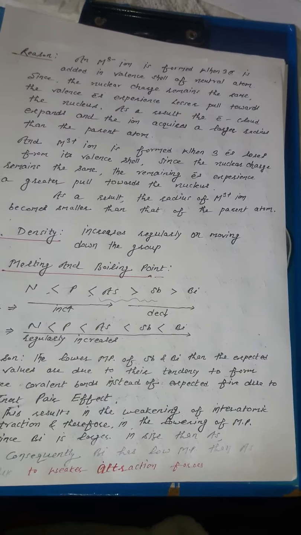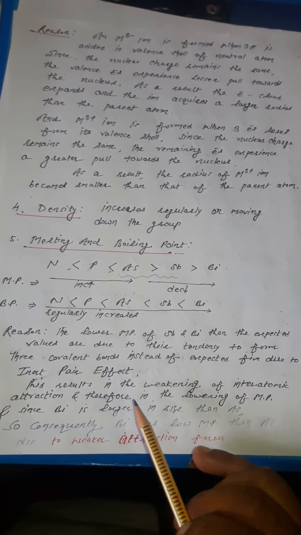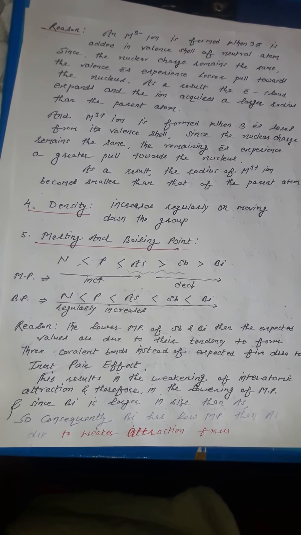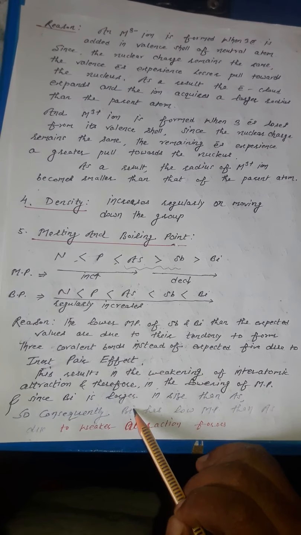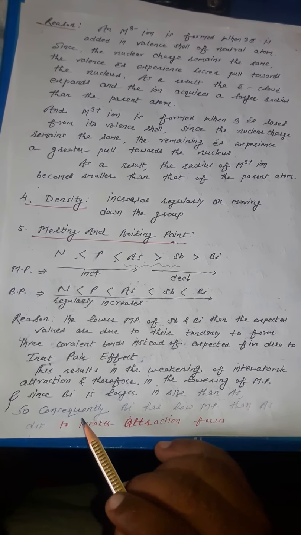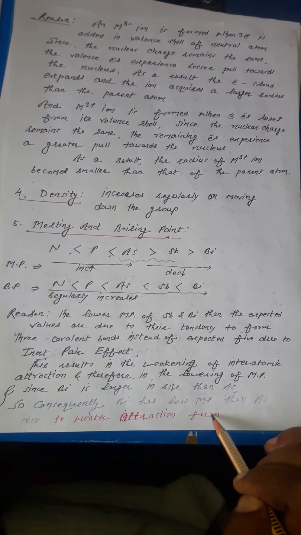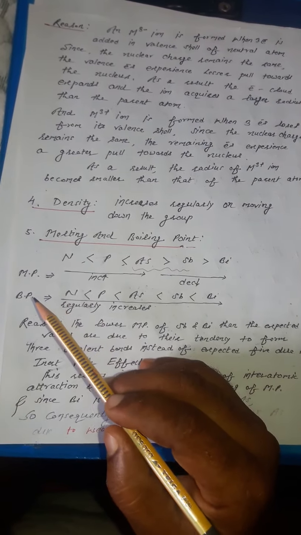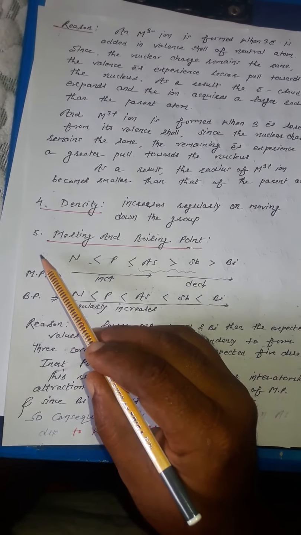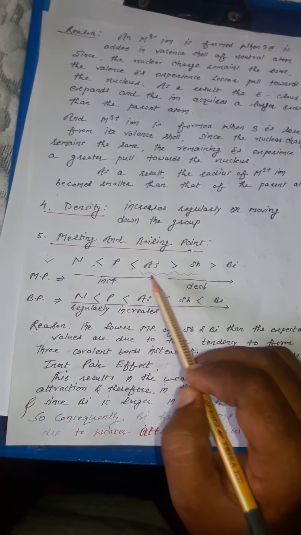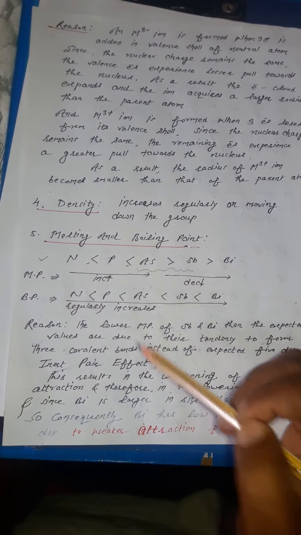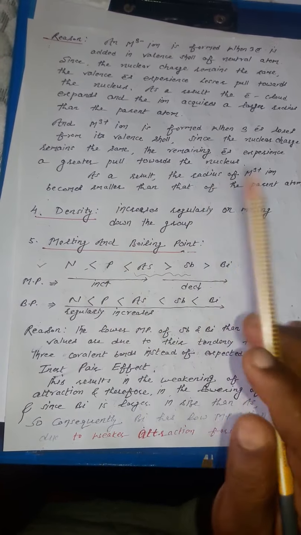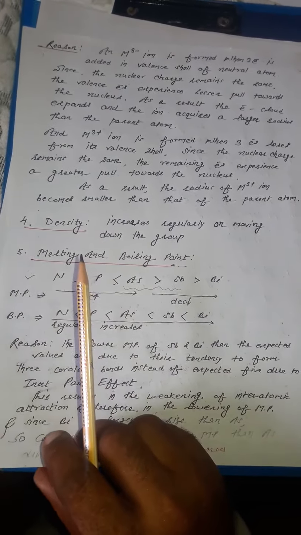So due to inert pair effect, this results in the weakening of interatomic attraction and therefore in the lowering of melting point. And since bismuth is larger in size than arsenic, bismuth has a lower melting point than arsenic due to weaker attraction forces. So we can say this is an important concept: why the melting point first increases and then decreases down the group. So this is the reason. Okay, this is the first question coming with the physical properties. So this is all about our first lecture.